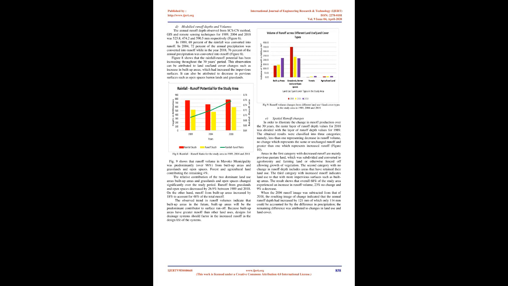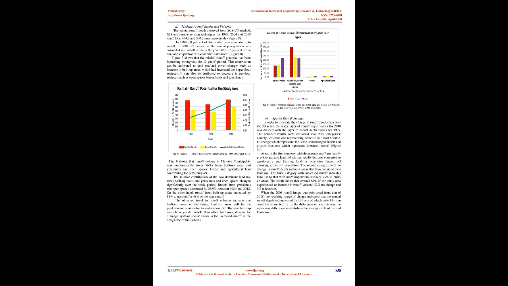Figure 8 shows that the rainfall runoff potential has been increasing throughout the 30 years period. This observation can be attributed to land use / land cover changes such as increase in built-up areas, which had increased the impervious surfaces. It can also be attributed to decrease in pervious surfaces such as open spaces, barren lands and grasslands. Fig. 8, Rainfall runoff ratio for the study area in 1989, 2004 and 2018.